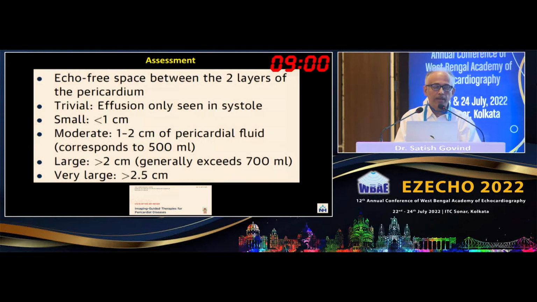It is classified as trivial, only when you see it in systole, so this is typically normal when you see it. Then small effusions are less than 10 millimeters, moderate till 20 millimeters, and this is approximately about 500 ml. Anything more than 20 millimeters is large, and beyond 25 millimeters is massive effusion, and the amount usually for large effusion is somewhere around approximately 700 ml.